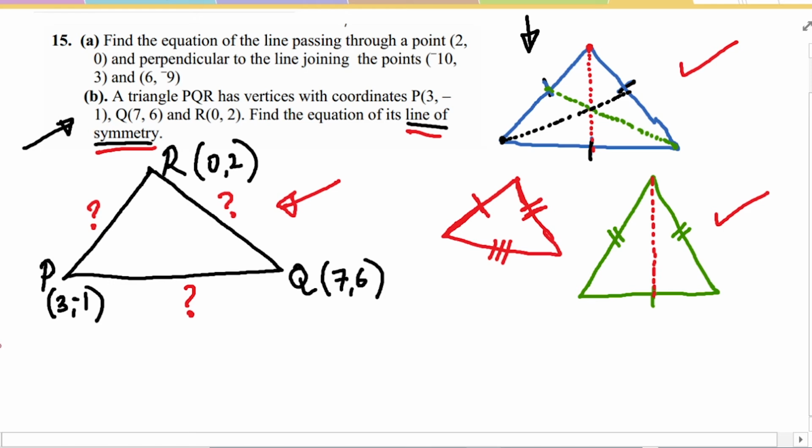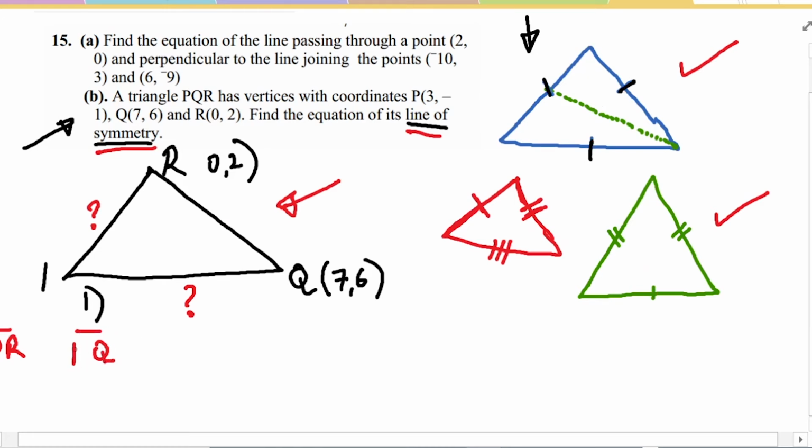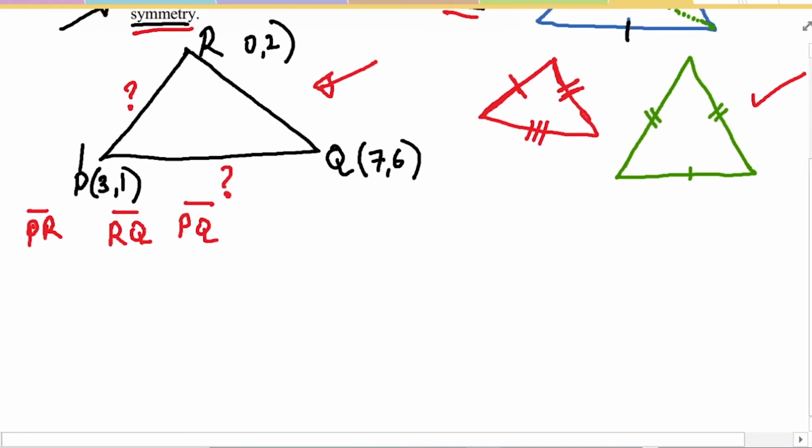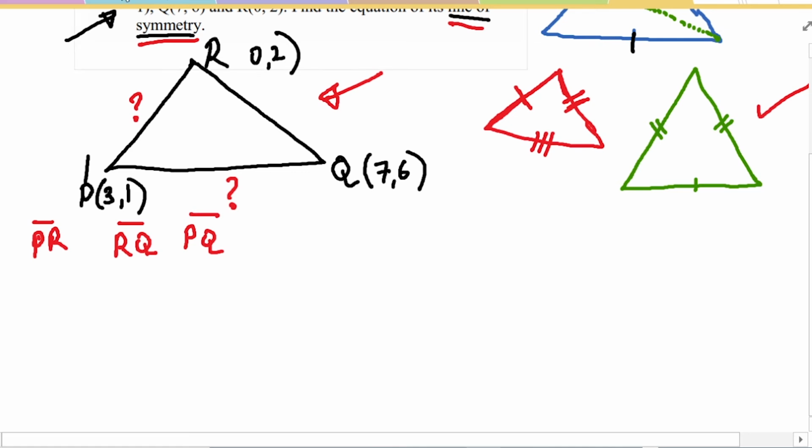We're going to find line PR, its length, then we're going to find RQ, the length of line RQ, then we're going to find the length of line, oh wait, where is this? This is P, yeah. This was P, and P is 3, -1. So PR, RQ, and also we're supposed to find PQ. So let's get started. Now, when we're trying to find the length of a line, this is the formula. Now, I am not going to explain where the formula comes from or how it is derived.